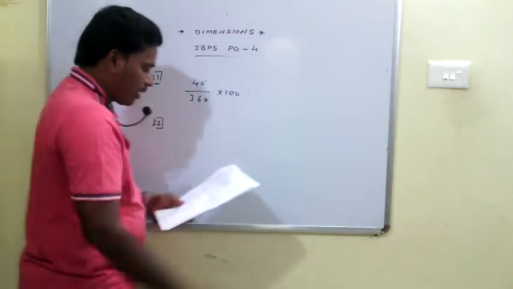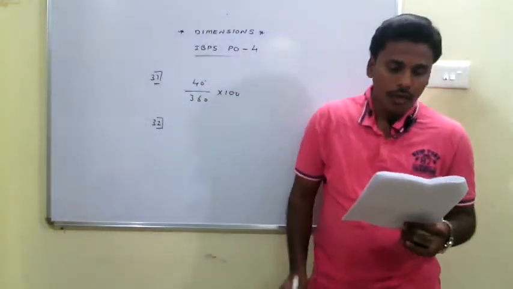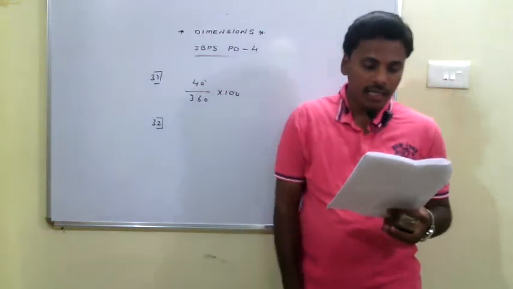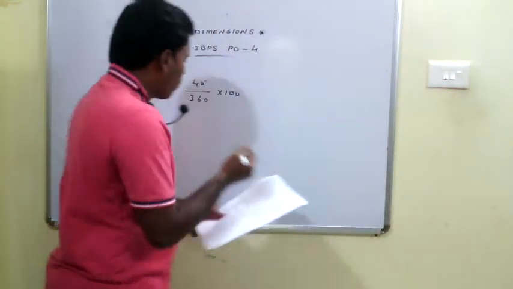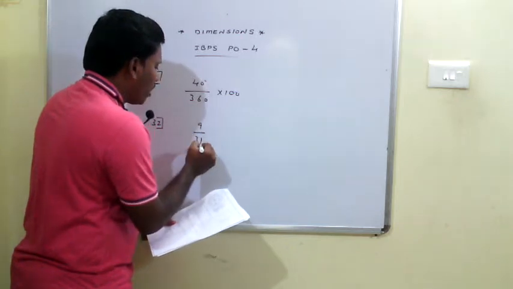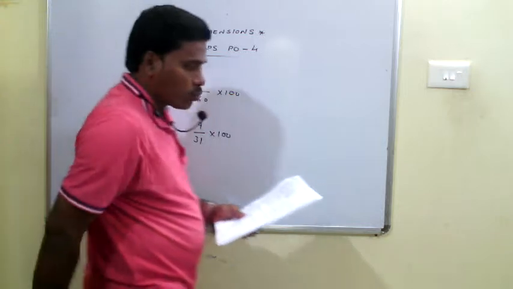Then coming to the 32nd: how much percent more is spent on hockey than that on golf? For hockey they spent 40 degrees. For golf it is given as 31 degrees. So the difference is 9. It has to be compared with the number at golf. So 9 by 31 into 100 is your answer.